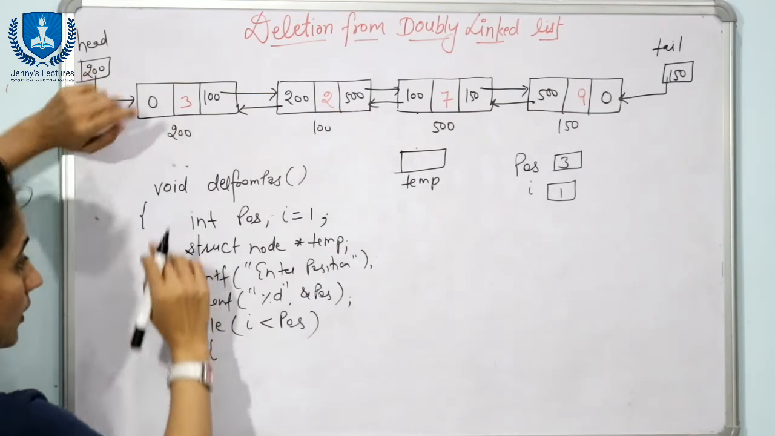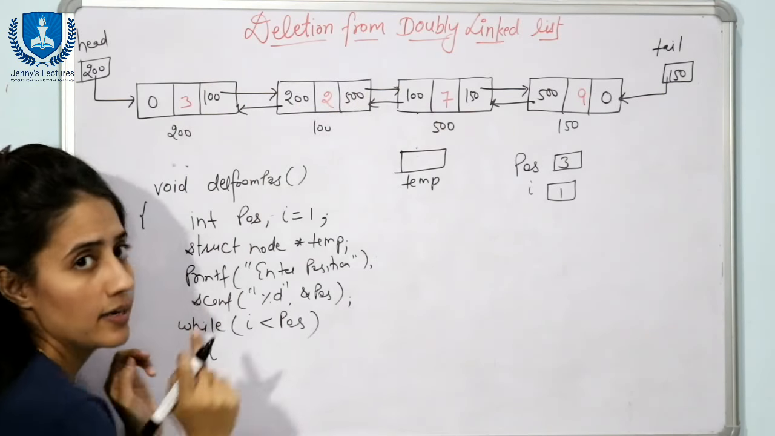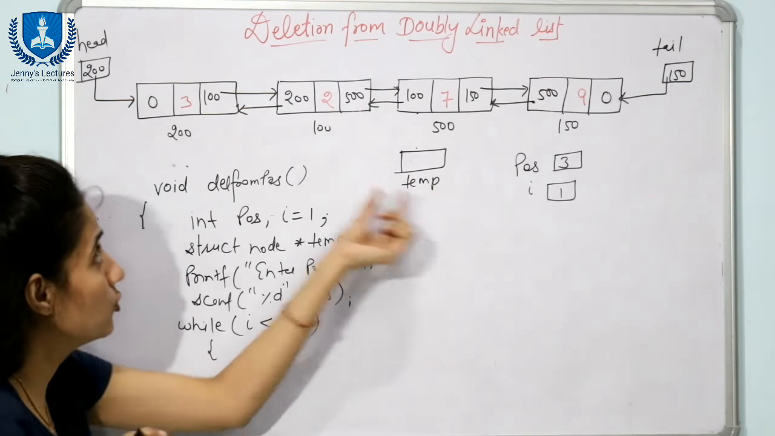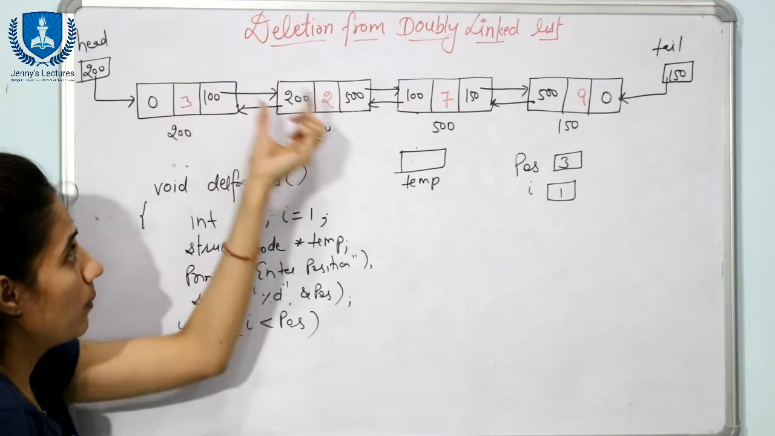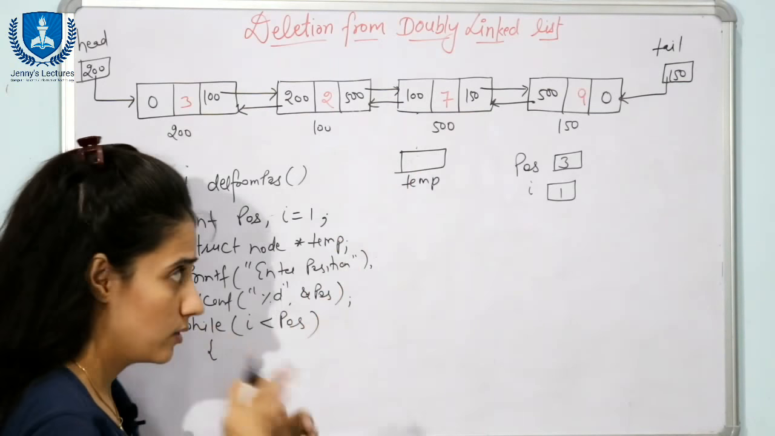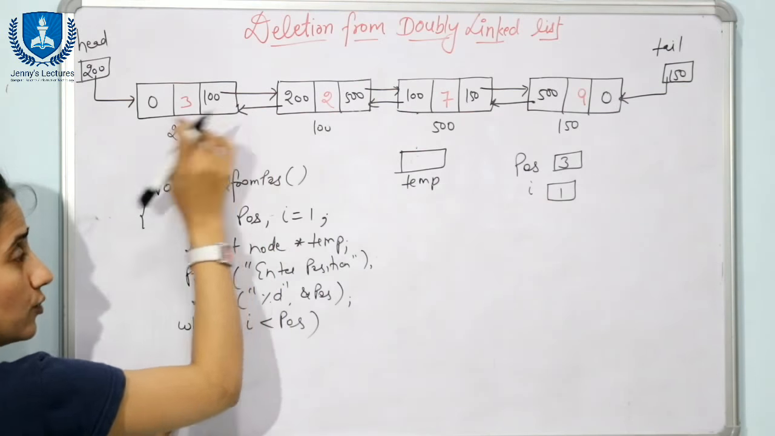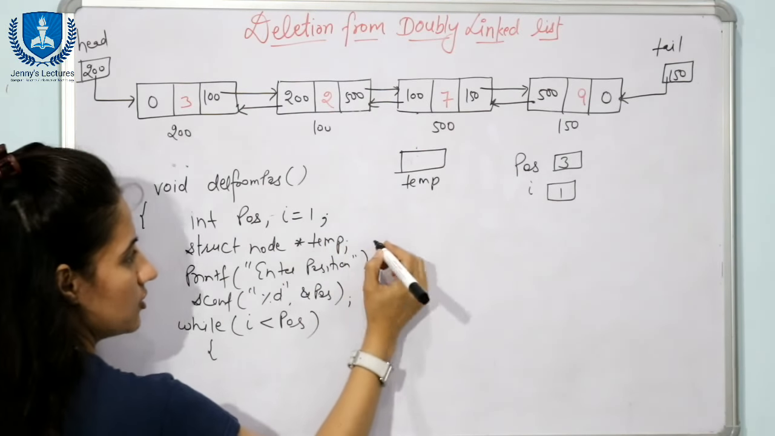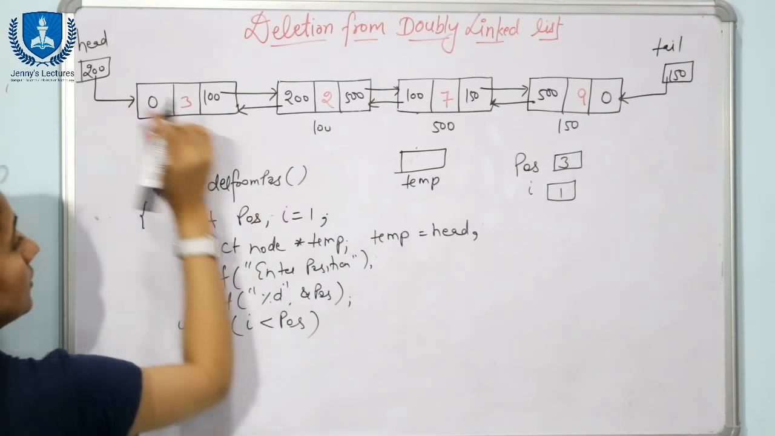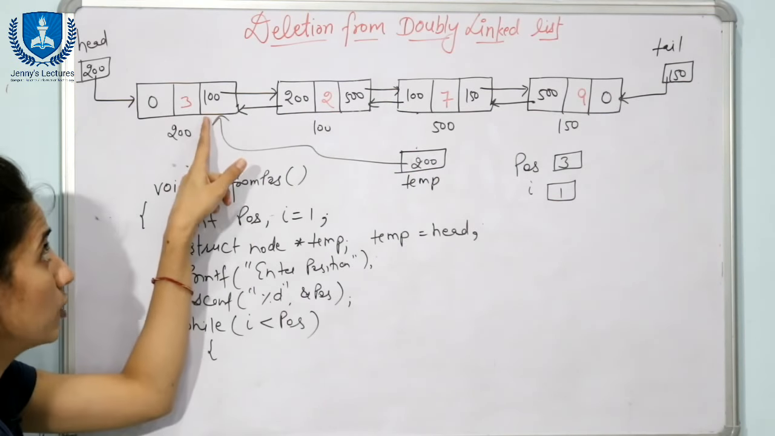Now at the start, how will you traverse? Obviously we cannot move this head. So we need a pointer. We have declared one pointer temp, and we first of all set this pointer to the first node, and then we are going to update this temp till we reach the position. So before starting this traversing, we need to set this pointer to the first node. So after declaring this temp, here you can write temp is equal to head. Now temp is containing 200, means temp is now pointing to this node. Head and temp are pointing to the first node.